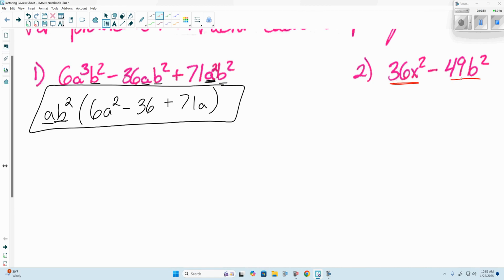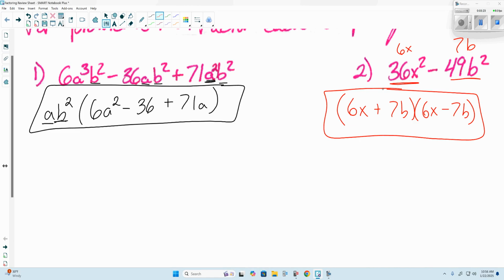Because 36, what times itself is 36? 6. What times itself is x squared? X. And then 49 would be 7b. So 36x squared minus 49b squared, we would get our first term, 6x, plus our second term, 7b, times 6x minus 7b.